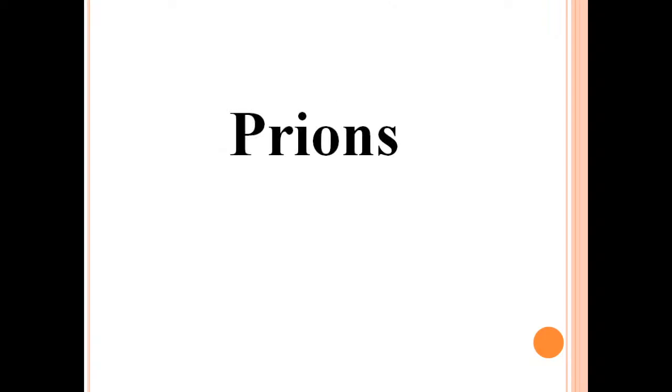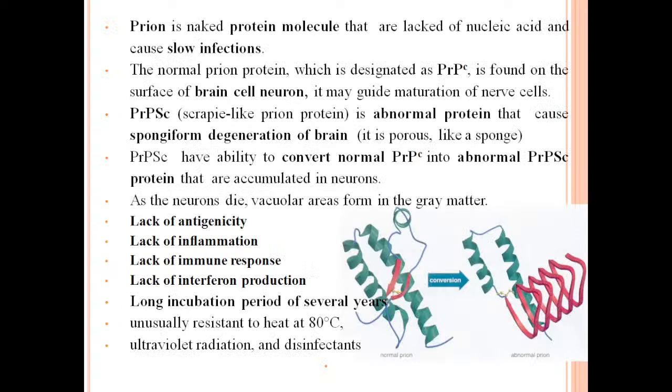Another group of infectious agents that we should discuss today is prions. Prion is a naked protein molecule that lacks nucleic acid and causes slow infections. The normal prion protein, which is designated PrPC, is found on the surface of brain cells, neurons. Our normal cells have this protein. It may guide maturation of nerve cells.